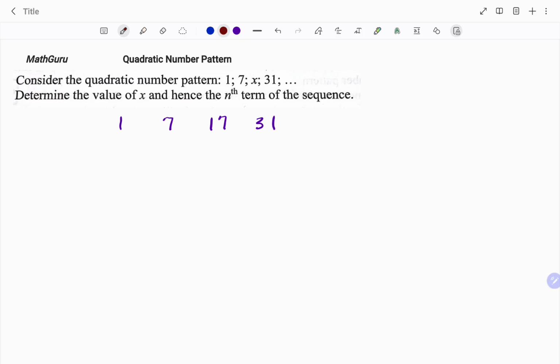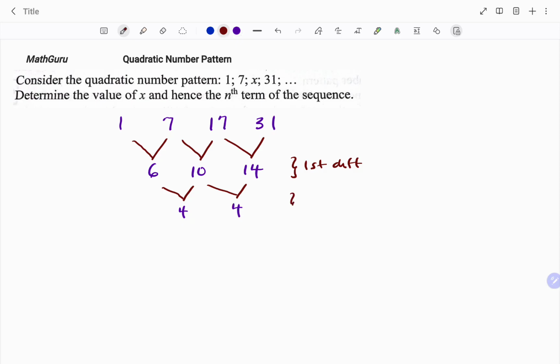So I've written my sequence again, and then I start again by finding the proper values of the first difference. That's the term in front minus the term behind. 7 minus 1, that's 6. Then I have 17 minus 7, 10. 31 minus 17, that's 14. So that's my first difference. I'm going to find my second difference as shown, and that's going to be 10 minus 6, 4. 14 minus 10, that's 4. And you can see that, as stated earlier, the second difference is the same.